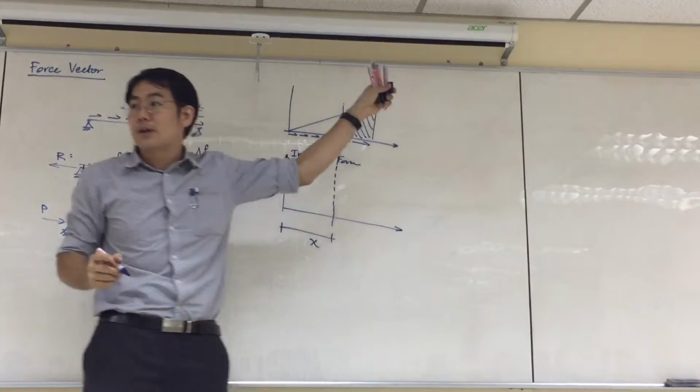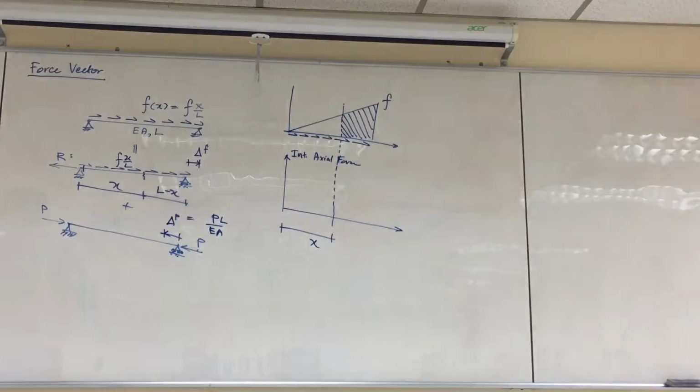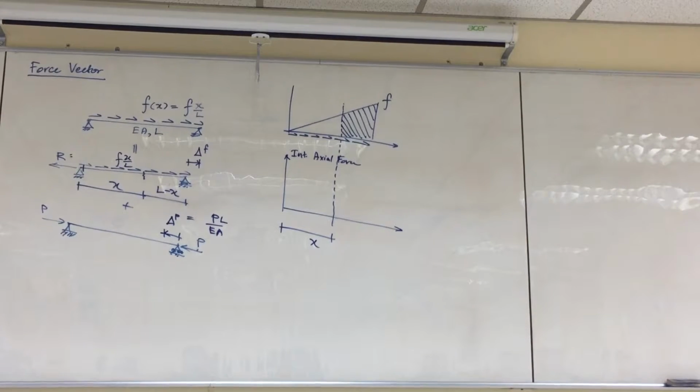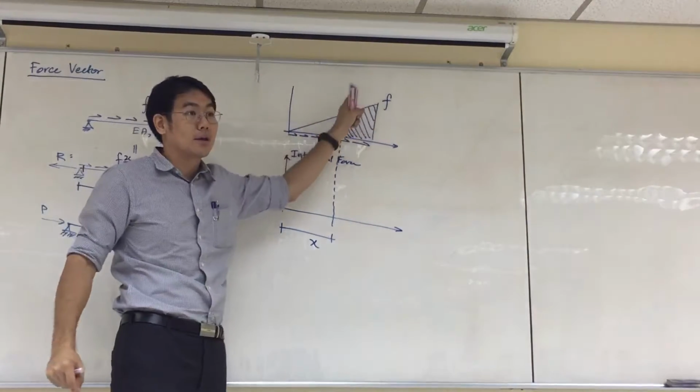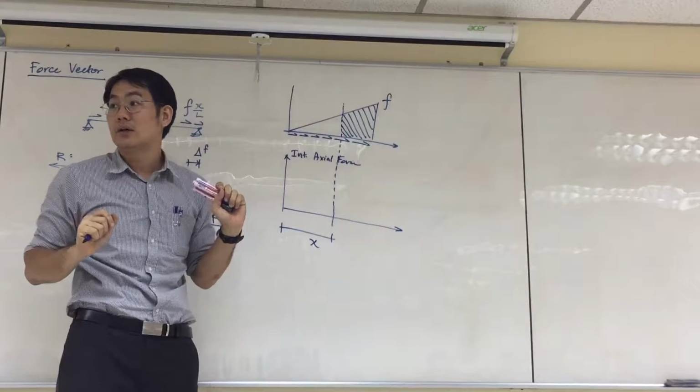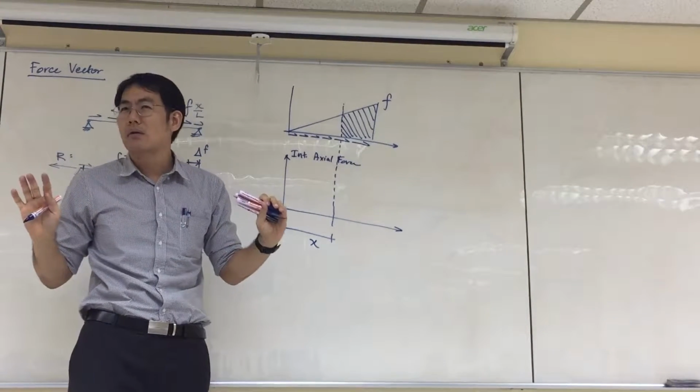So F is the magnitude of distributed force over the length. If you integrate this F, you end up with the force. So this area represents the force that is acting on this cut. Are you with me now?